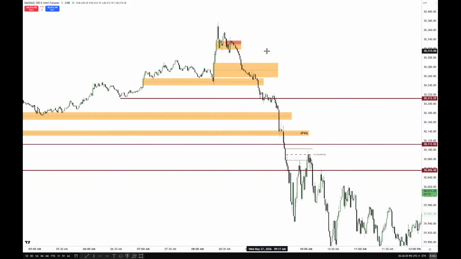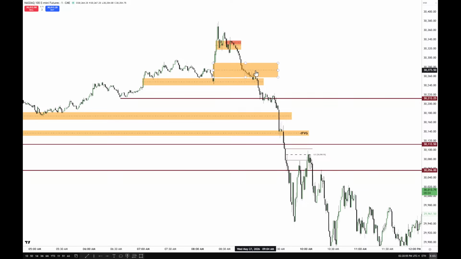Is that weak or is that strong? That's weak. And then once we got below consequent encroachment, look at the bodies. We left it here. We couldn't ever go back to it again. And then we left it here. Same thing. It should have been able to come back up here if it was going to, but it was not willing to do it. That to me is indicative of a market that's weak.